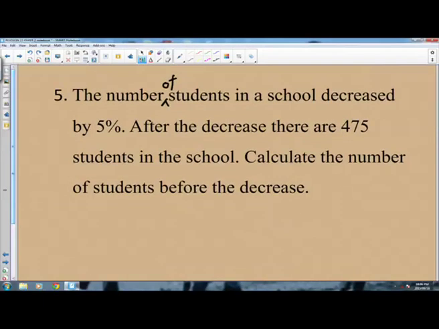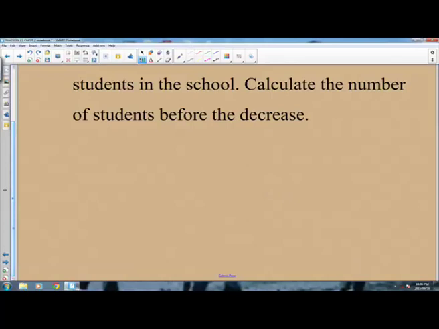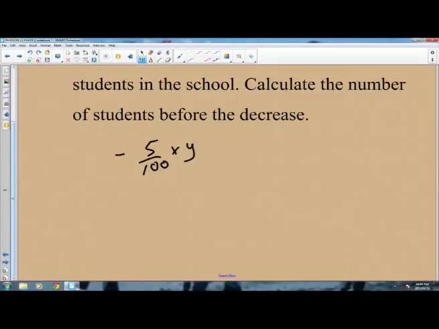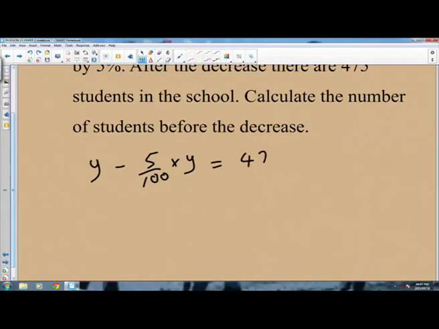It's the 5%. It's 5 divided by 100 times the value y, where y is the number of students before the decrease. So we can assign the letter y to be the number of students before the decrease. So it's 5 over 100 times y, and we need to subtract this from y because y is the total number of students. So we calculate the 5% of y and then subtract that from y. This has to give us 475. And then this simply means y minus 5y divided by 100 equals 475.